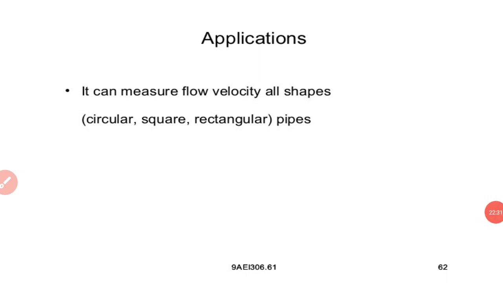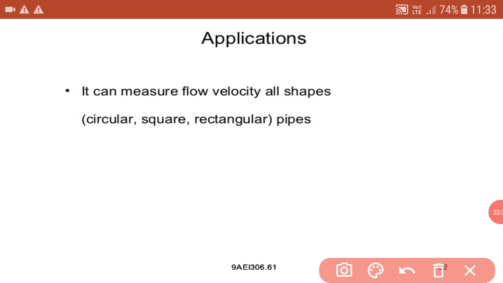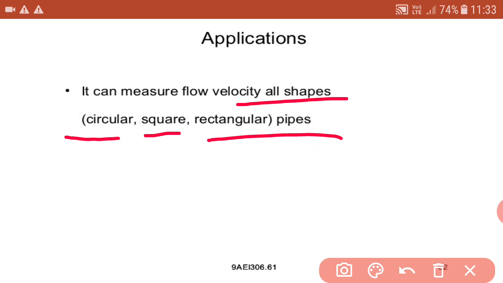Now applications. We can measure flow velocity in all shapes. It means it may be in a circular shape, a square shape, or in rectangular pipes. So it can measure in all these types of shapes. So these are the applications.